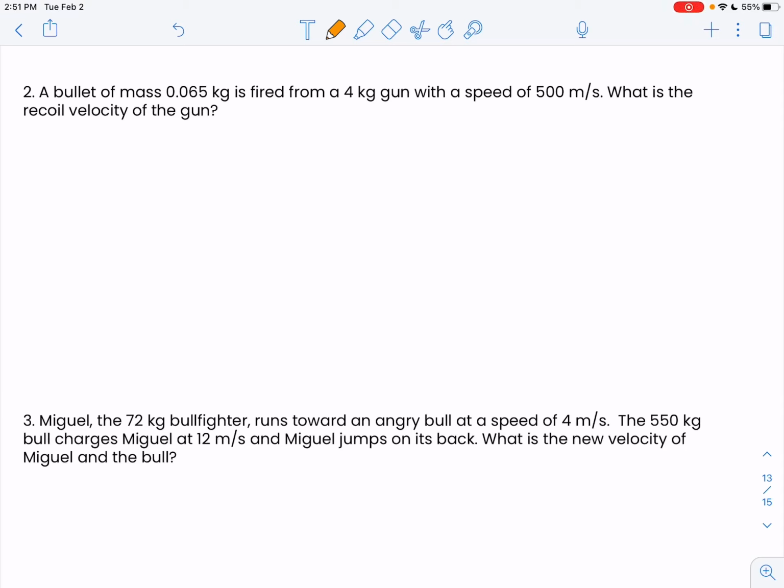Okay, so here's the other two that we didn't get to do in class, or I think some of us did. A bullet of mass something is fired from a gun. What is the recoil velocity of the gun? All right, so this is a very common explosion question.